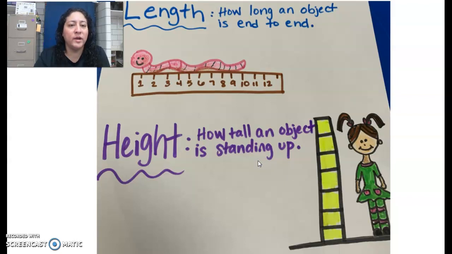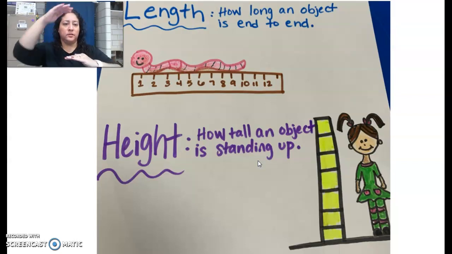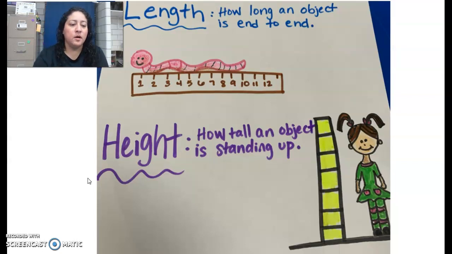We're going to review what is length and what is height. Length is when you measure something from one end to the other, like the little worm. Height is how tall an object is from the bottom to the top when it's standing up, like the little girl is. The words that I want to review first are long and short. We're looking at the length from one end to the other, and we're deciding which one's long and which one's short.